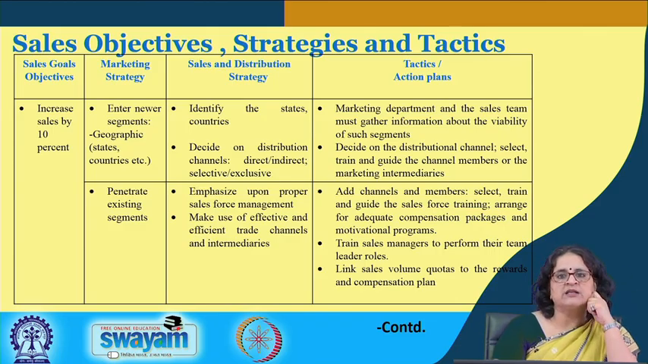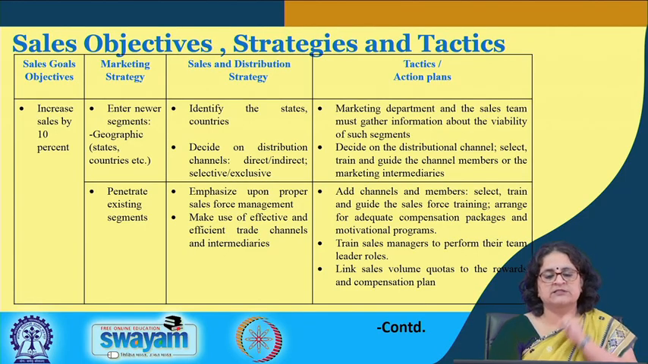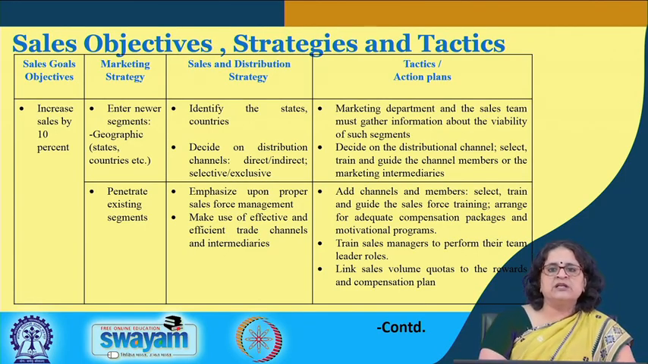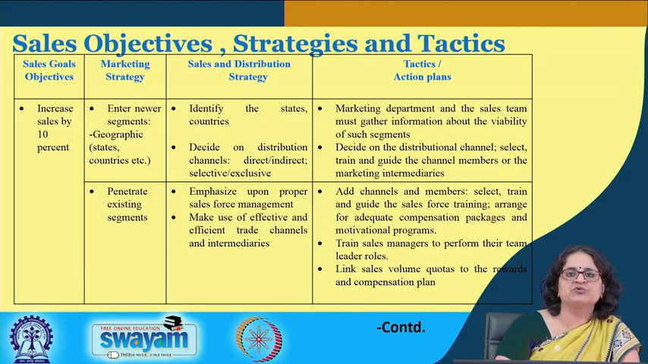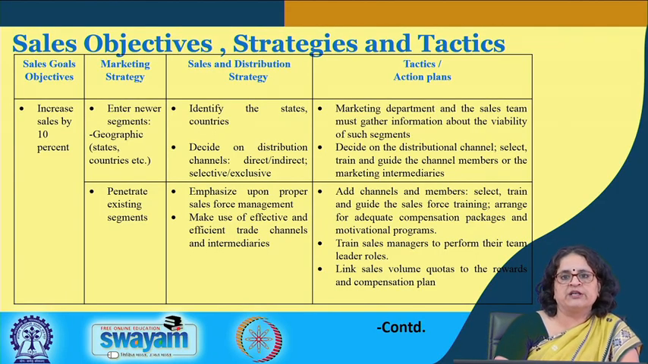So what would be the marketing strategy? What would be the commensurate sales and distribution strategy? And what would be the tactics? Let us look at this now. For example, if a company wants to increase the sales of its electric vehicles by 10%, it can adopt any of the two marketing strategies, or it can adopt both.